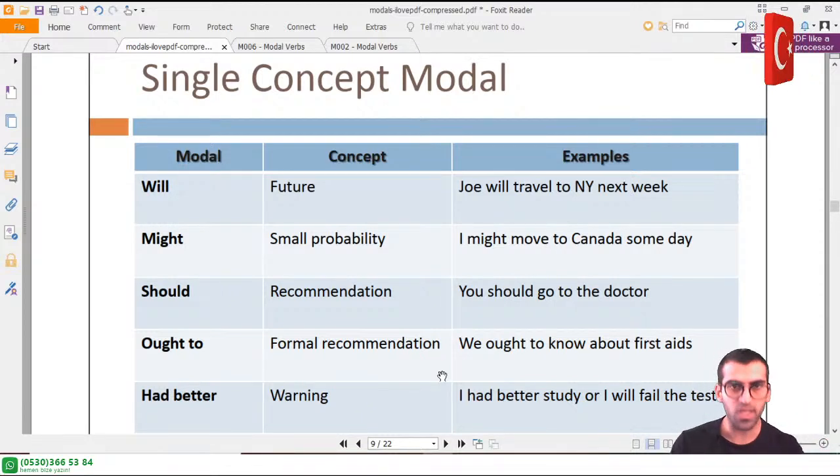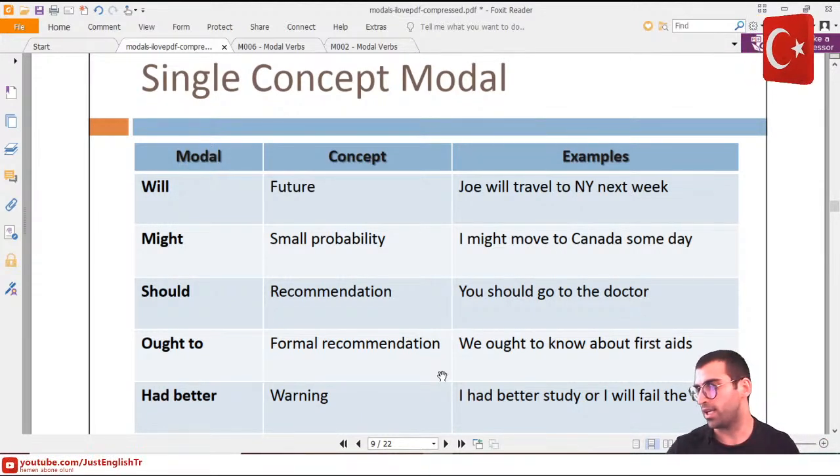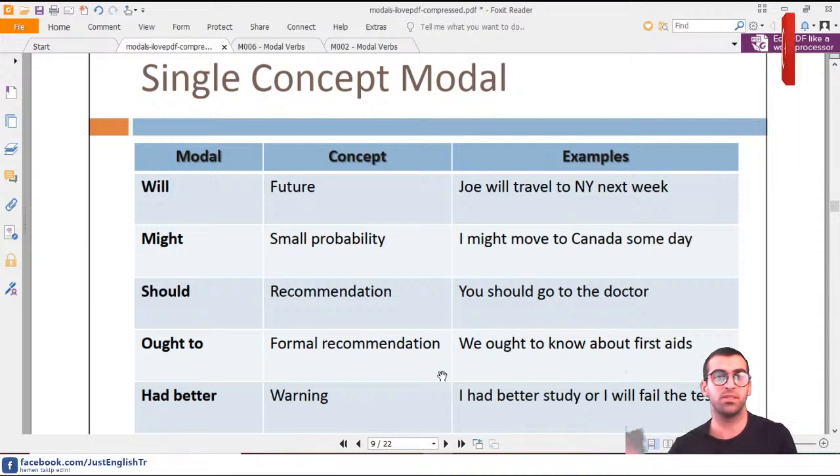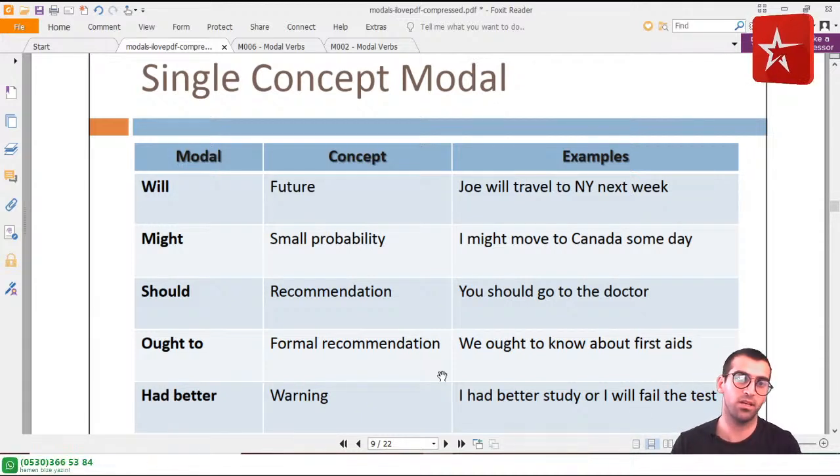Should means recommendation, like we say tavsiye in Turkish. For example, if you have a toothache, you should go to the doctor. You should get an appointment, and you should see your doctor in order to solve your problem.